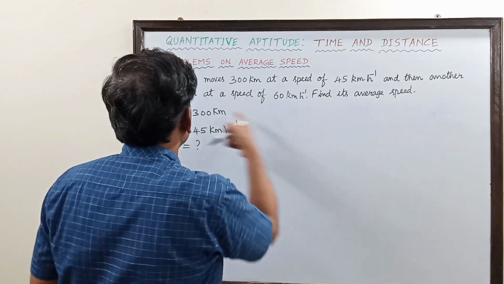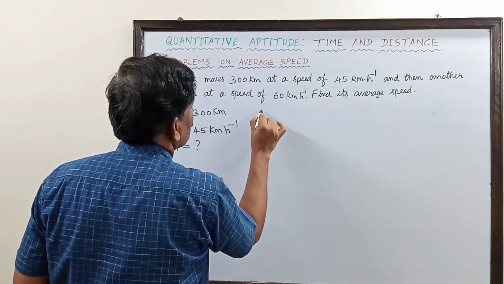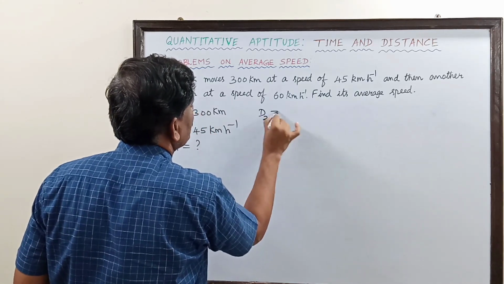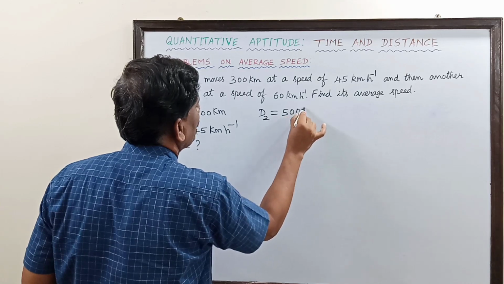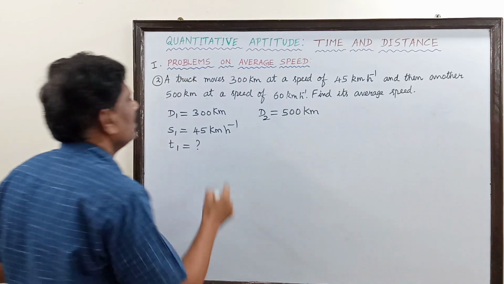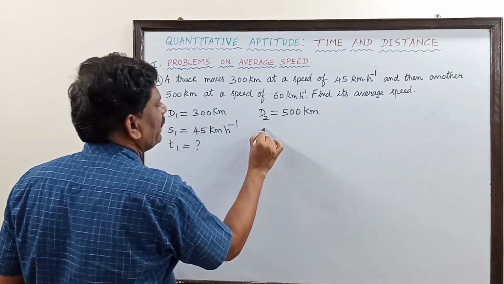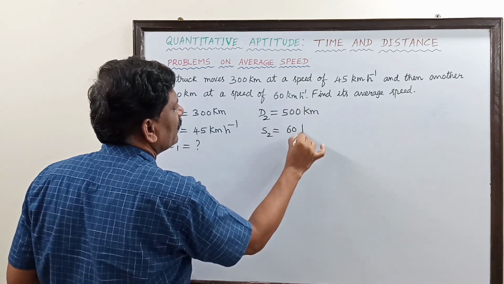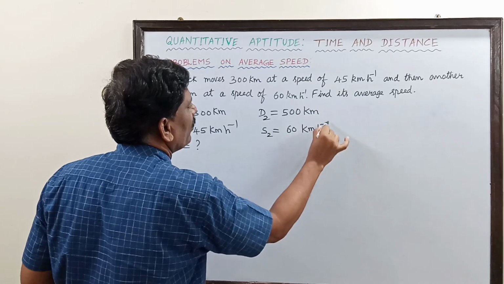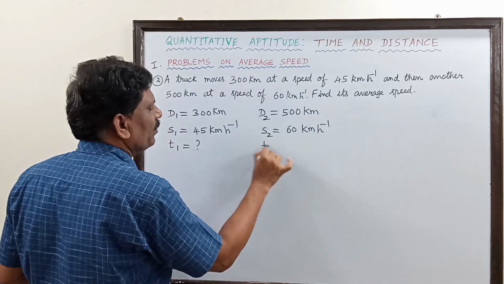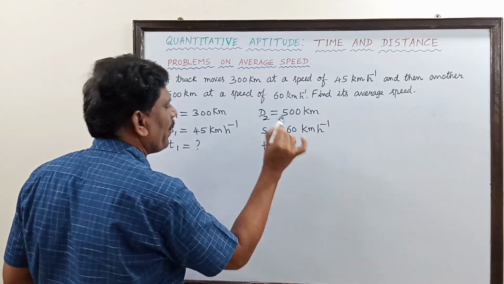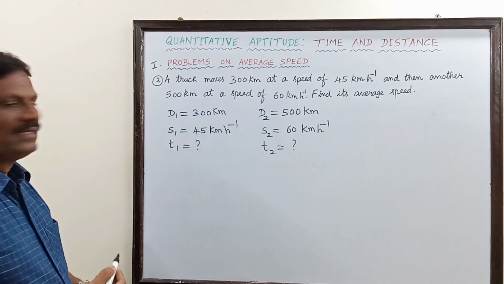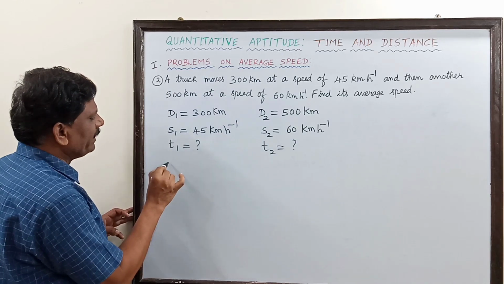Similarly, now the next 500 km. So here the distance d2 is equal to 500 km, and it is traveling at a speed s2 equal to 60 km per hour. And in how much time they have not given. Okay. Now what is the expression for speed?